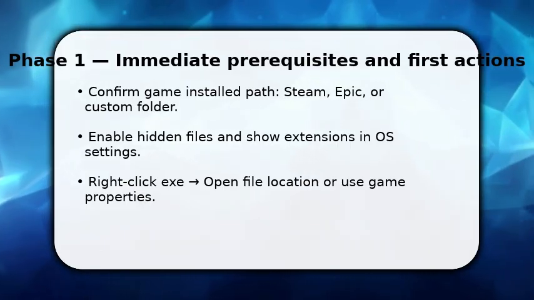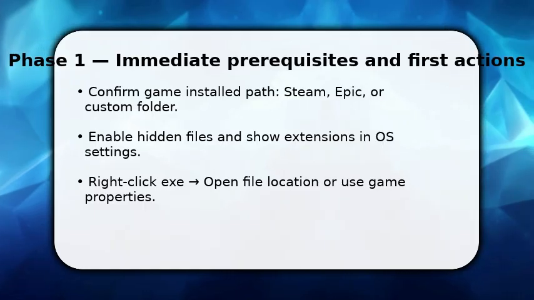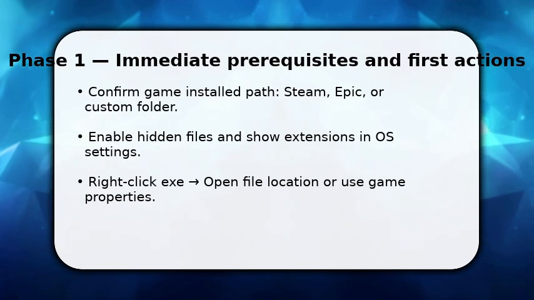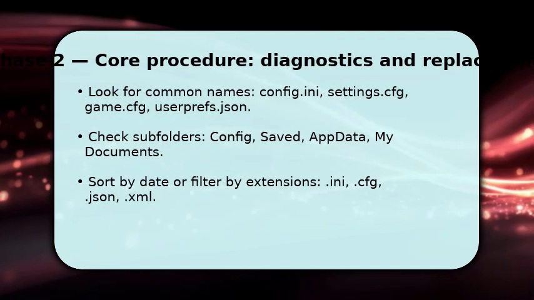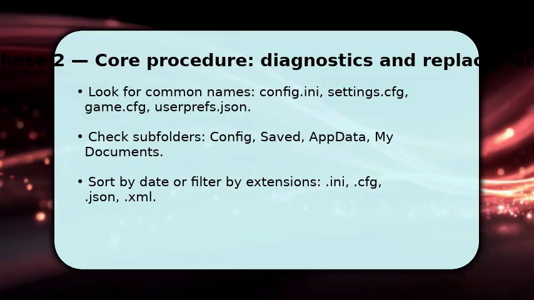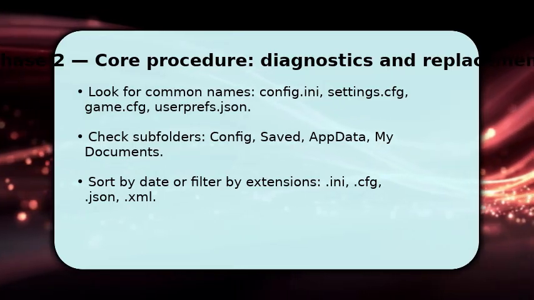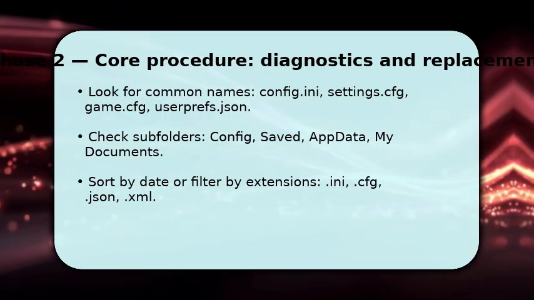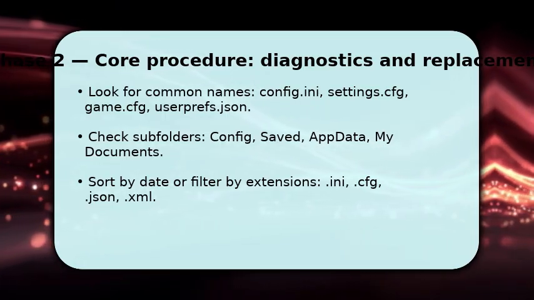Then, right-click the game's executable or use the launcher's Browse option to jump straight into the install directory. This gets you to now scan the folder for configuration candidates. Start with obvious file names like config, INI, settings, CFG, user prefs, JSON, or game.CFG since developers reuse these names.